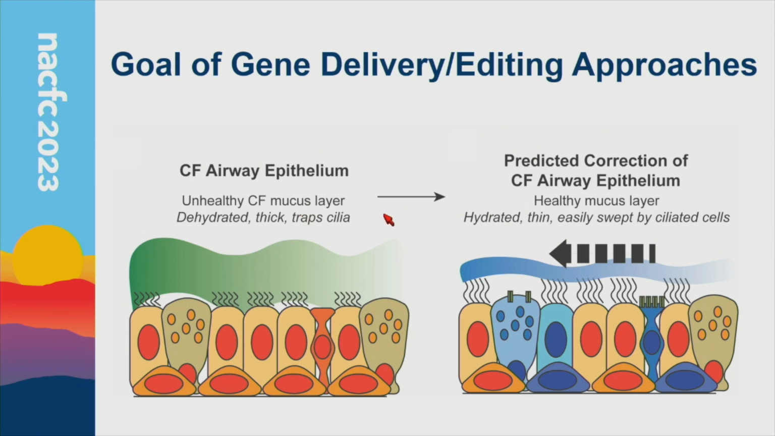And so the idea, over on the right-hand side here, as we look at the blue cells that now have the CFTR channels again, is to get some percentage of cells in the airway expressing functional CFTR protein, sufficient that we now have good hydration of the mucus again, and then the ability of the cilia to clear pathogens out of the airway.